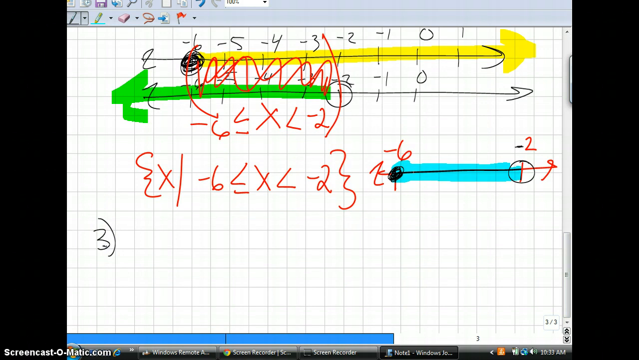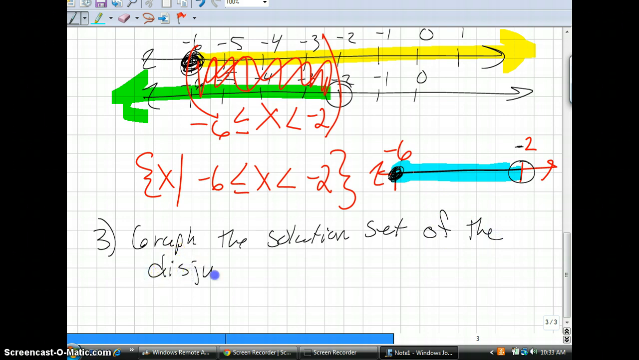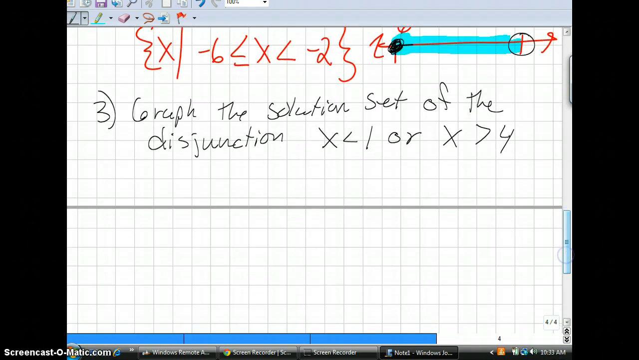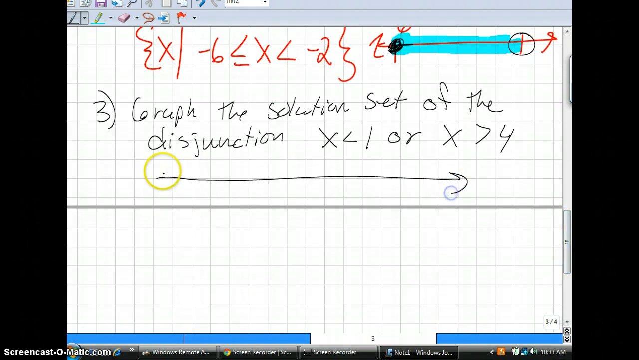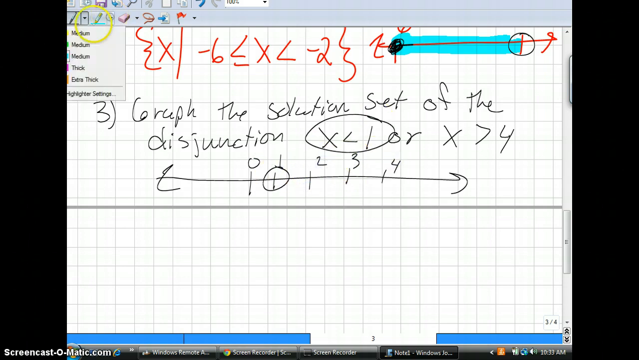Right, example 3. Example 3, we have graph the solution set of the disjunction x is less than 1 or x is greater than 4. Okay, so again, if we look at it individually, here's 0, 1, 2, 3, 4. If I graph this one, so open circle on 1, and x greater is going that way.